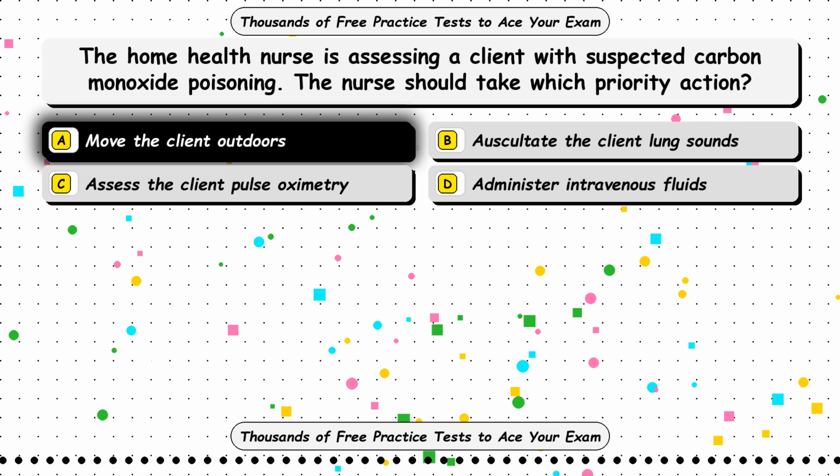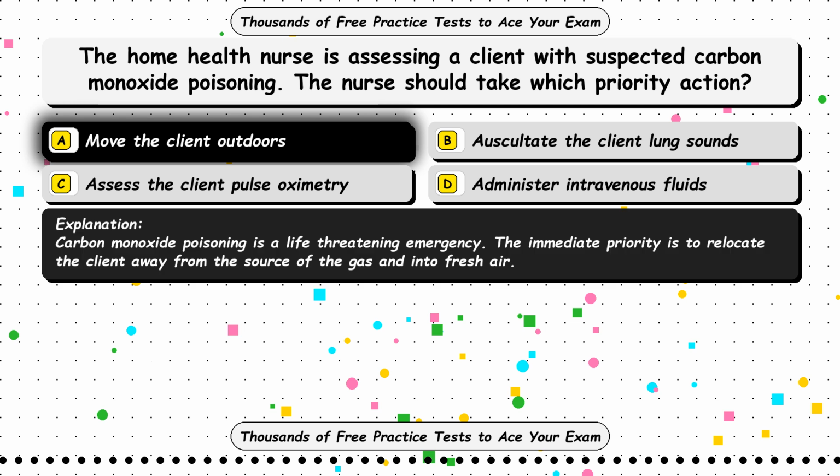The correct answer is option A, move the client outdoors. Carbon monoxide poisoning is a life-threatening emergency. The immediate priority is to relocate the client away from the source of the gas and into fresh air.